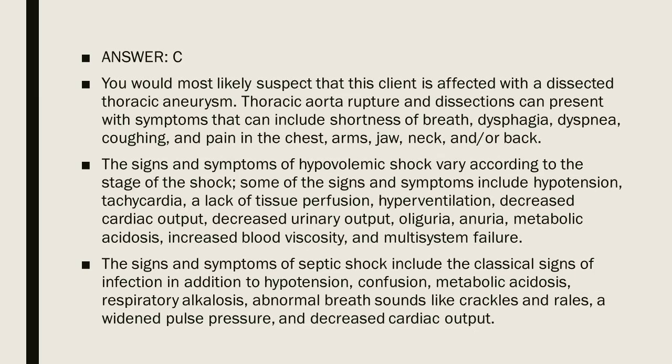Thoracic aorta rupture and dissections can present with symptoms that can include shortness of breath, dysphagia, dyspnea, coughing, and pain in the chest, arms, jaw, neck, and/or back. The signs and symptoms of hypovolemic shock vary according to the stage of the shock. Some of the signs and symptoms include hypotension, tachycardia, a lack of tissue perfusion, hyperventilation, decreased cardiac output, decreased urinary output, oliguria, anuria, metabolic acidosis, increased blood viscosity, and multisystem failure.